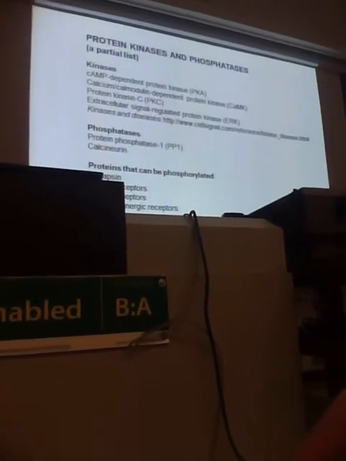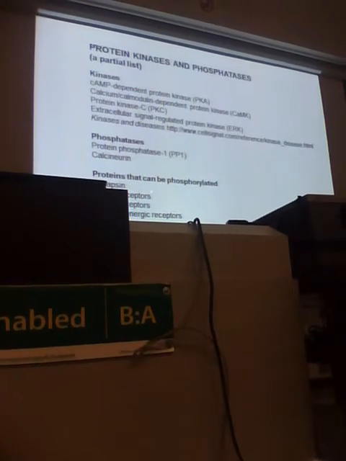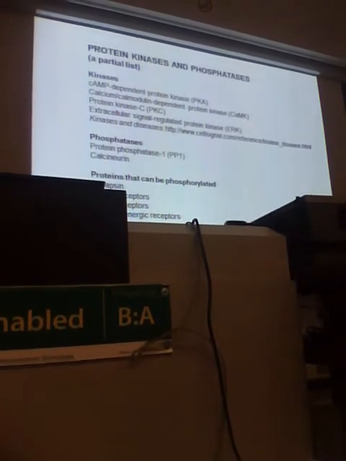There are phosphatases, the 2 major ones are listed here, and then there are these proteins that can be phosphorylated. Among them, NMDA and other receptors.